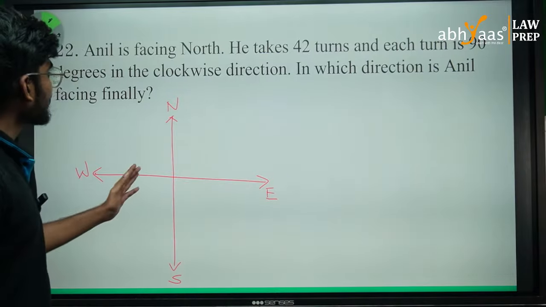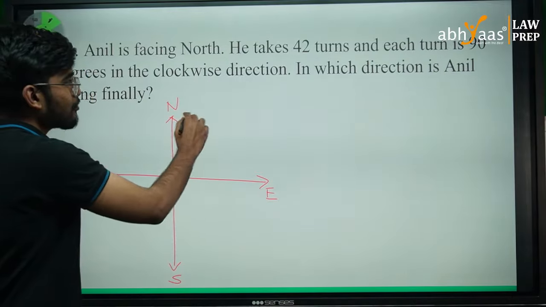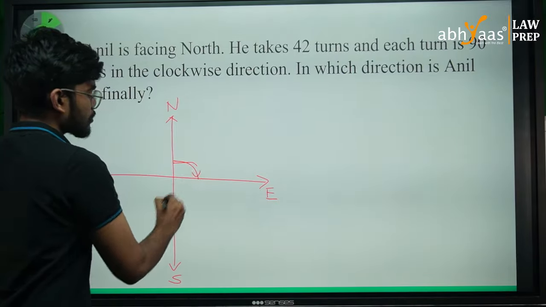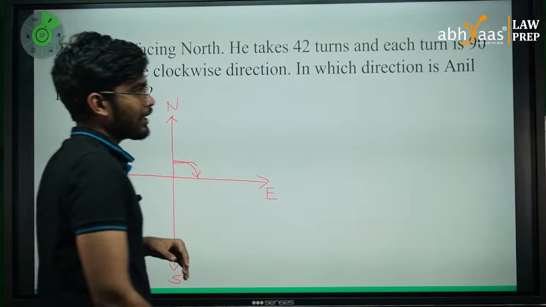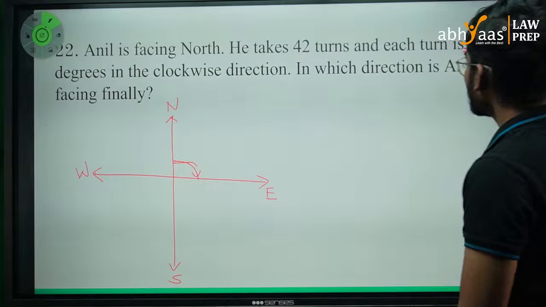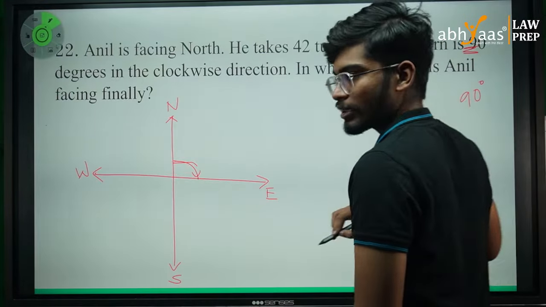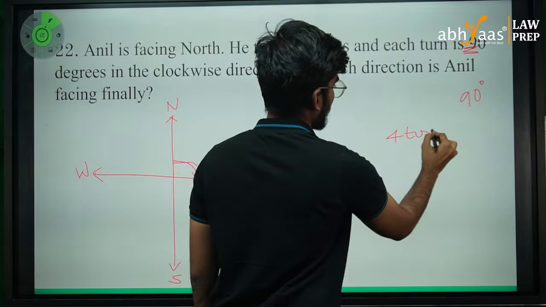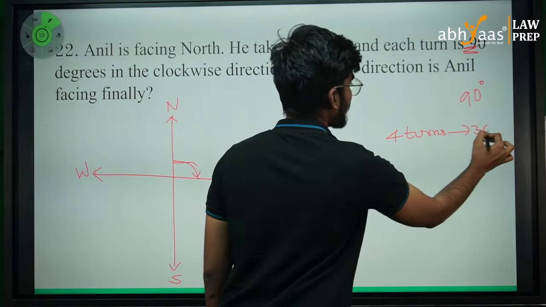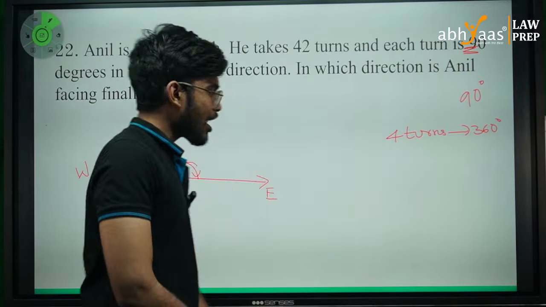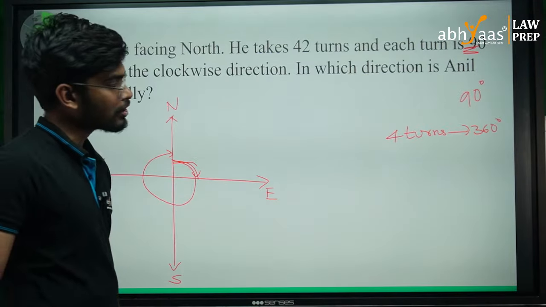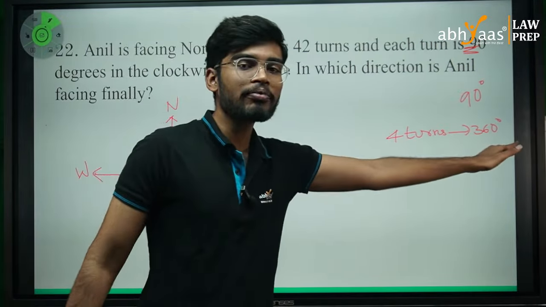Now, he is initially facing north and he is taking 42 turns, towards clockwise. One turn is 90 degrees. Each turn is equal to 90 degrees. So, 4 turns is equal to 360 degrees, or one complete rotation, right? So, after taking 4 turns, he will be back to the starting point, which is north. Similarly, 4 turns is one complete rotation.